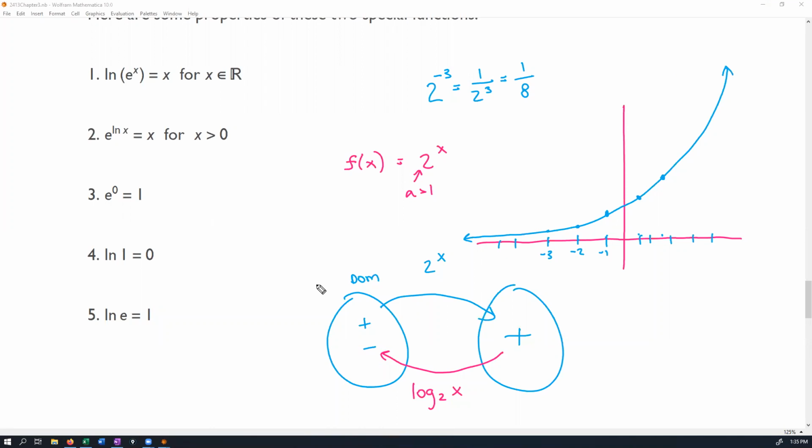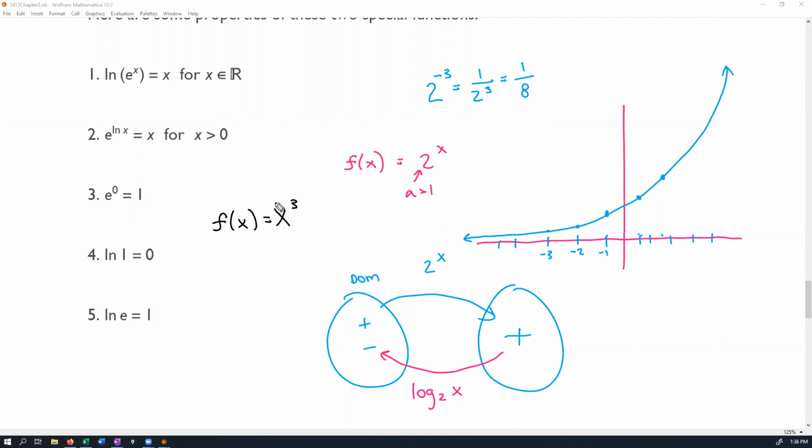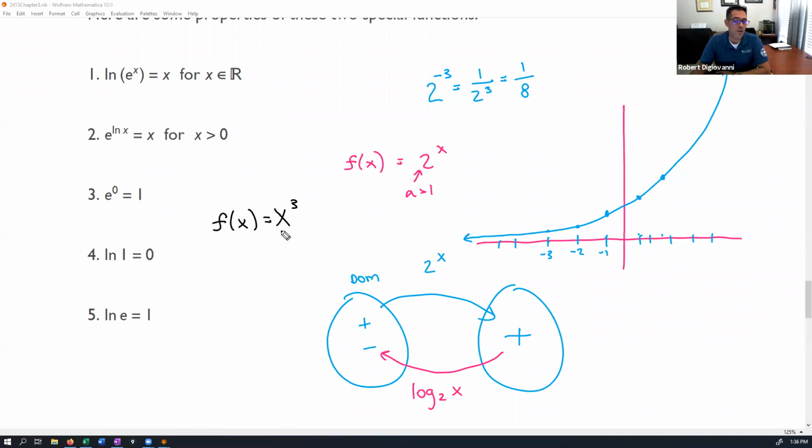Okay, because I was thinking of the function x to the third power, and you know how it switches. I'm glad you brought that up. So you're thinking about this function. That's not an exponential function. It's not. This is a polynomial function.